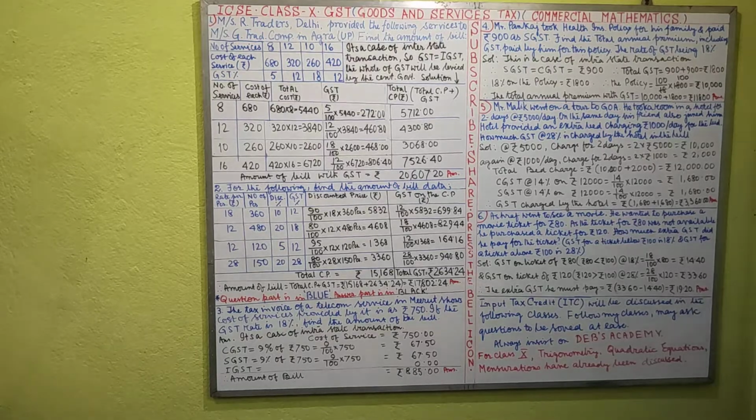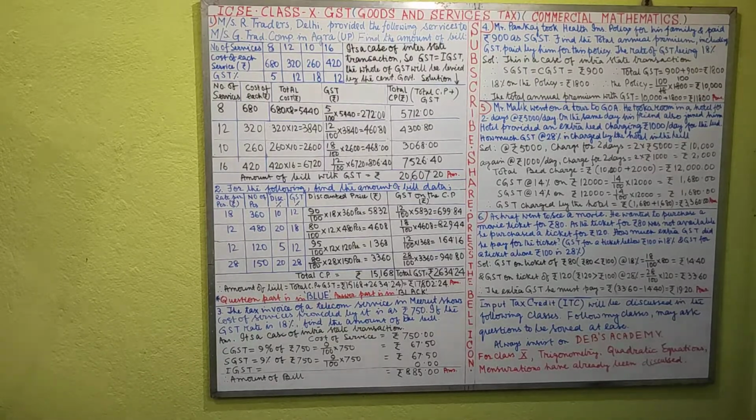The first one is the charge rupees 5,000 for 2 days. They will charge 5,000 into 2, that is 10,000. And next 1,000 per day charge for 2 days will be 2,000. And total charge will be 10,000 plus 2,000, that is 12,000.